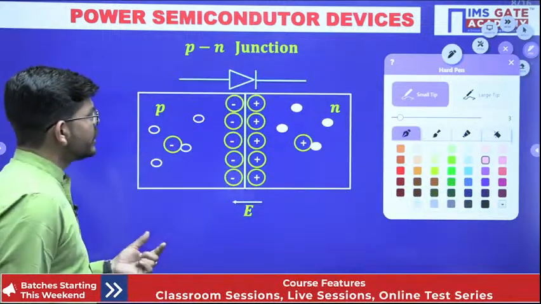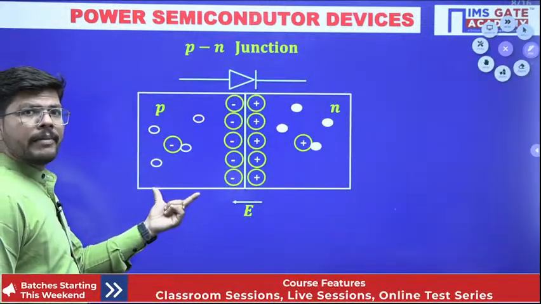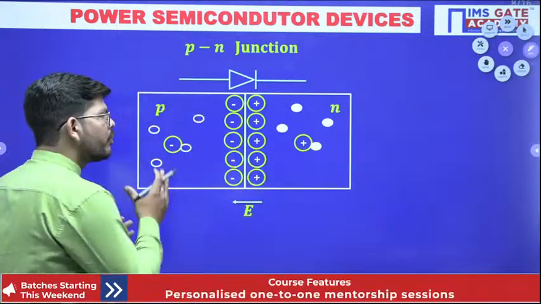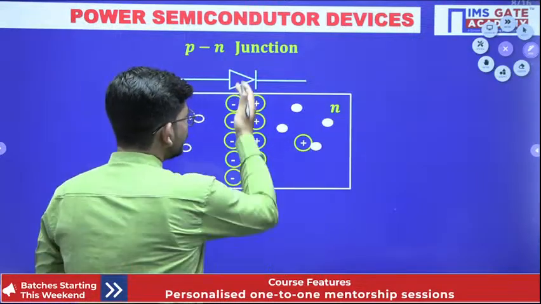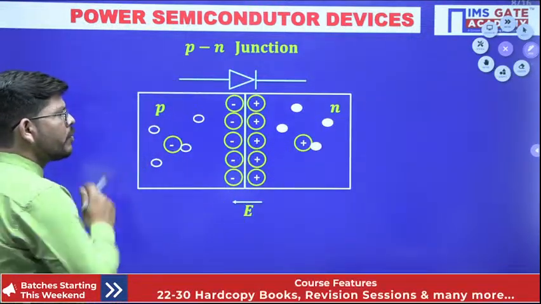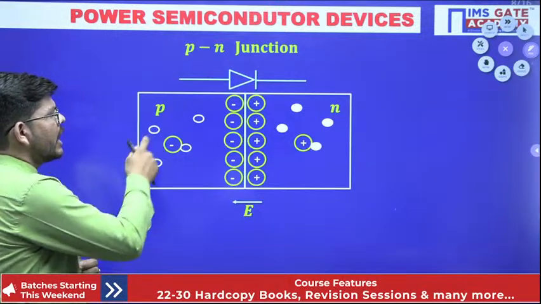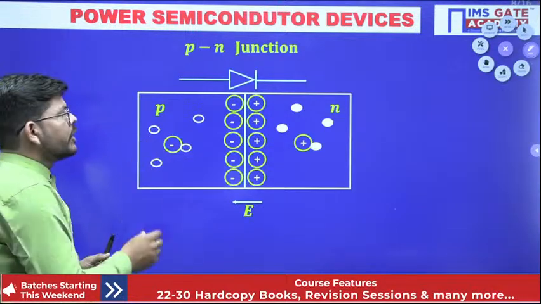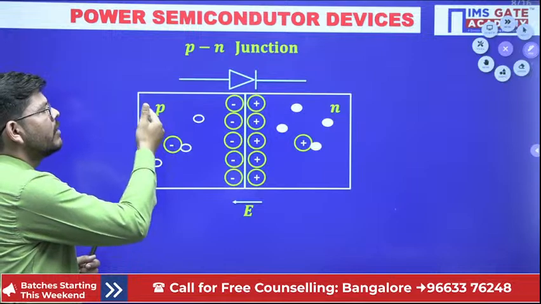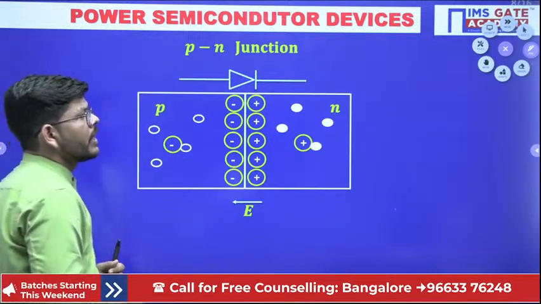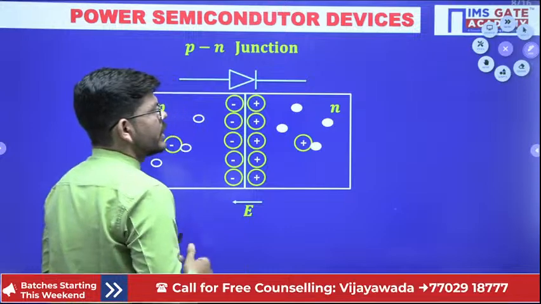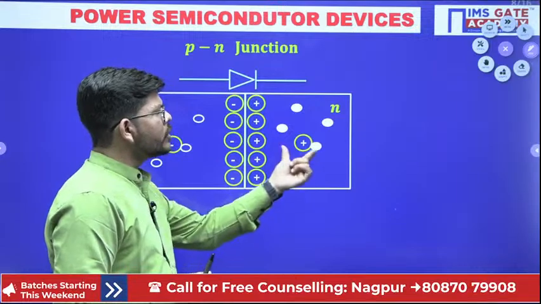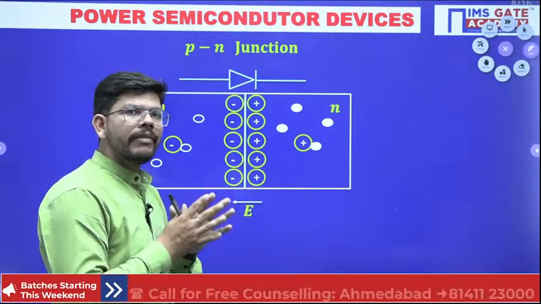A PN junction is formed by joining a P type and an N type wafer together. When the P type and N type wafers join together, a boundary is formed. In the P type wafer, we have holes which are present in very large quantity, so the concentration of holes in the P type layer is very high. When it comes to the N type layer, the electrons are present in a very large number, so the concentration of electrons in the N type layer is very high.